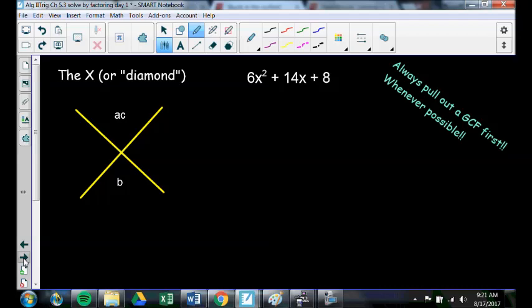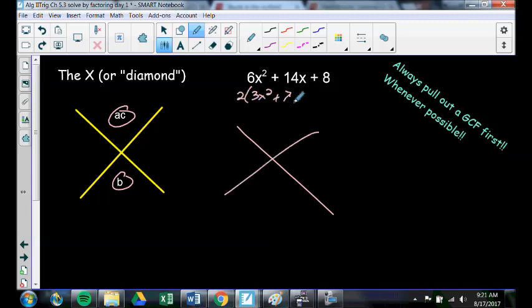There's a method where they take these processes and structure them in different ways. One is called the x or the diamond, where you put AC up here and you put B down here. So like here, first I'm going to pull out a 2. This is the same problem as before, just done a different way. Up here we put AC, which is 12. Down here we put B, which is 7. And then in these two spots, we try and put numbers that will multiply to 12 and add to 7.